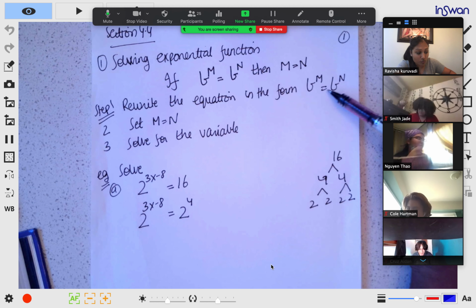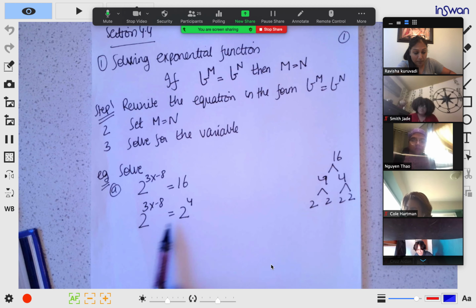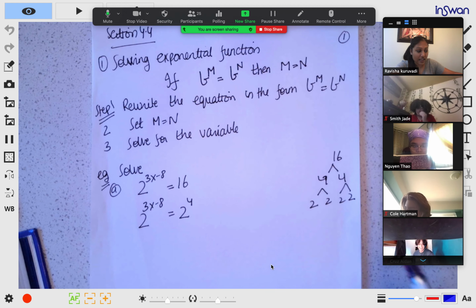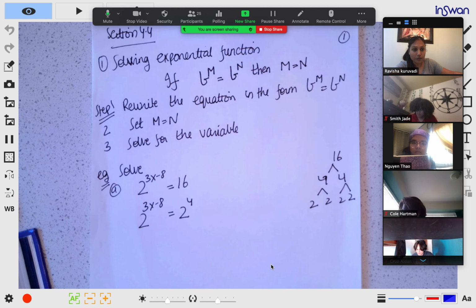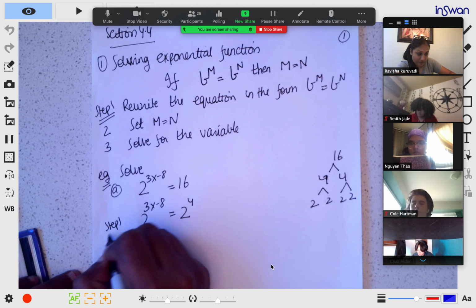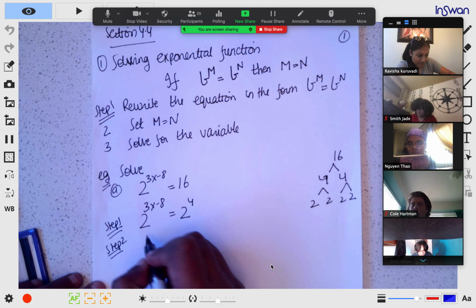That means I'm trying to make my base the same. I'm trying to write 16 as the same base, 2 to the power of something. And note, while making the factors, I can do that. I can write 16 as 2 to the power of 4. Sean, what's my next step? Your next step is now to set m equal to n. So 3x minus 8 is equal to 4.